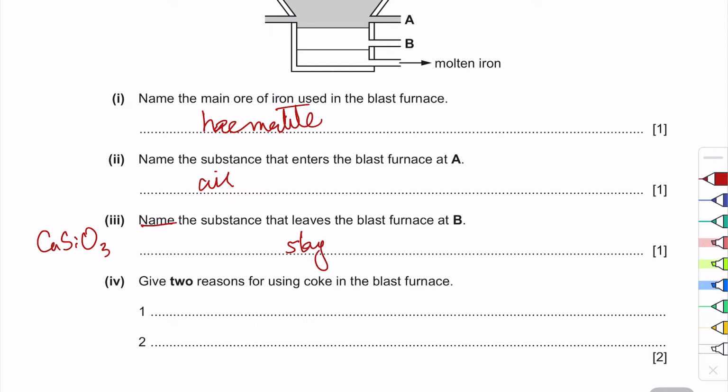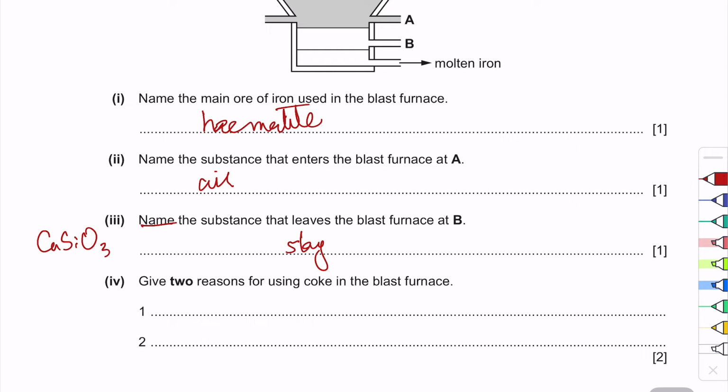Give 2 reasons for using coke in the blast furnace. So coke we use for a couple of reasons. Coke is an excellent fuel because it burns to provide a lot of energy, and that heats the whole thing up. Second thing we use it for is because coke can easily oxidize.